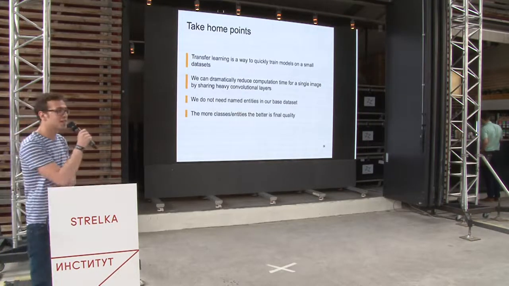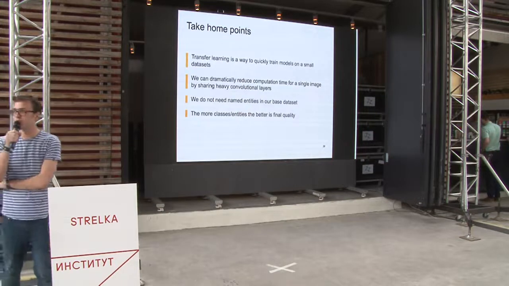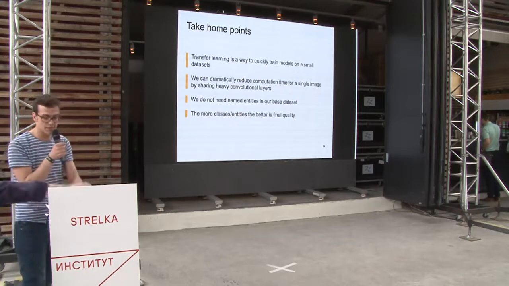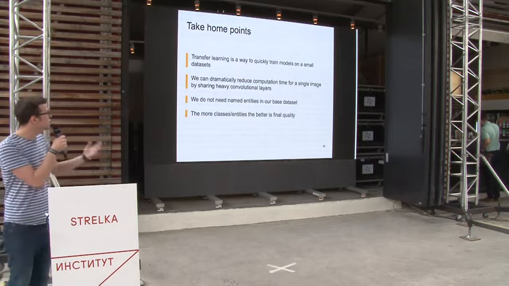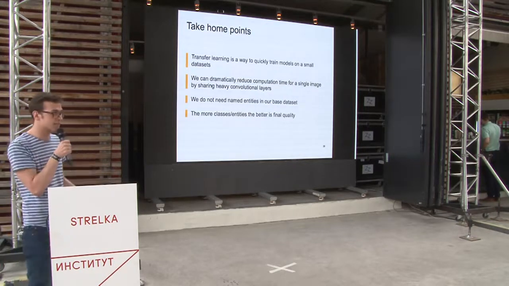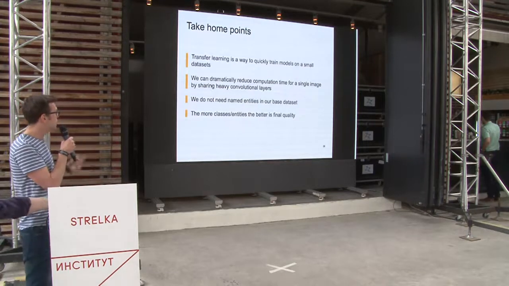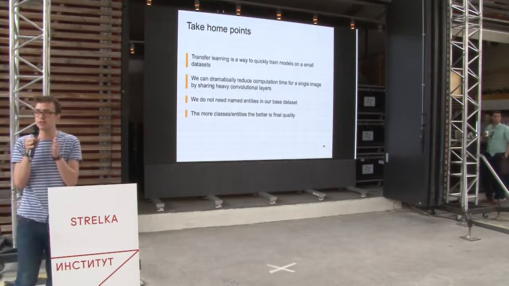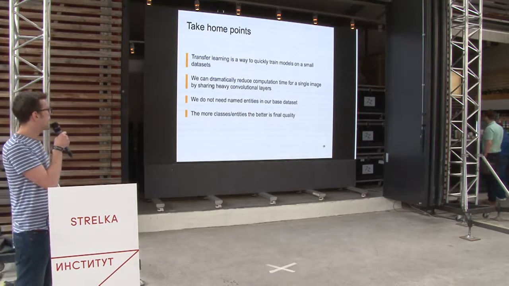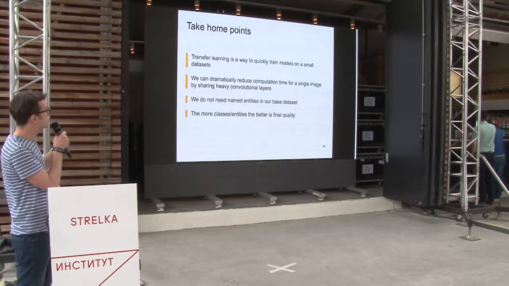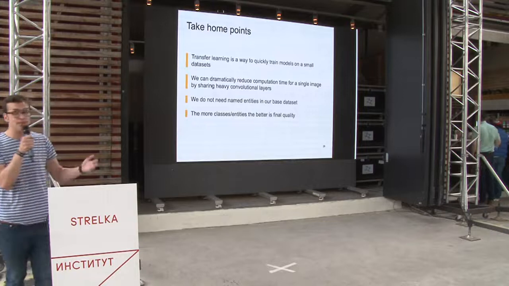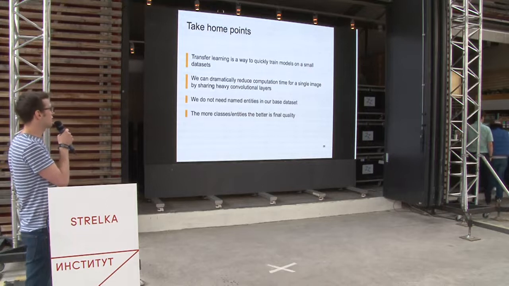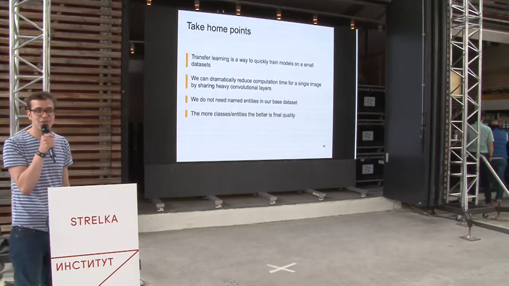Okay, and the last slide, with the take-home points, and I will briefly run through it. First of all, it's quite obvious for all professionals that transfer learning is a way to quickly train models on small data sets without overfitting. Secondly, we can dramatically reduce computation time for a single image by sharing heavy convolutional layers for many tasks. I was trying to convince you that we do not need named entities in our data set to train a base neural network model. And the more classless entities, the better its final quality. So, thank you very much.